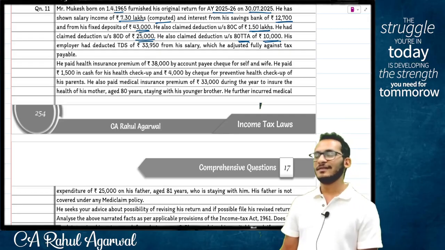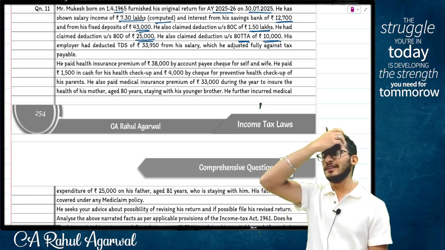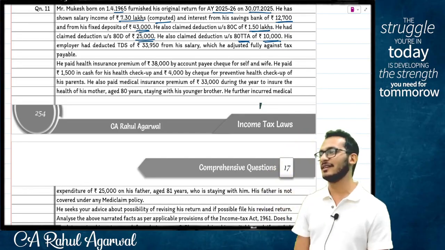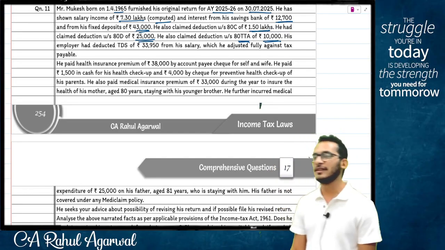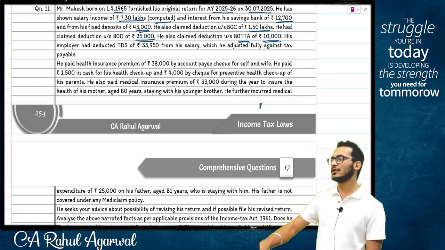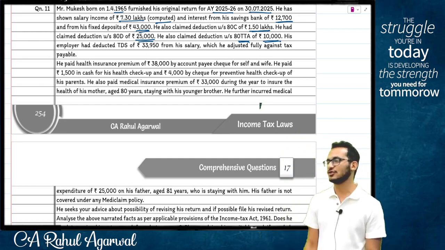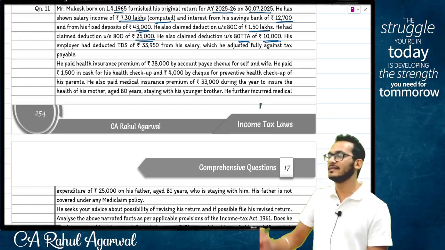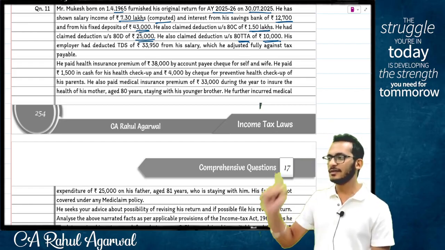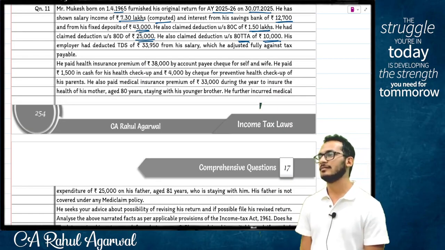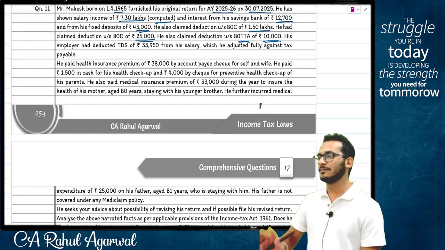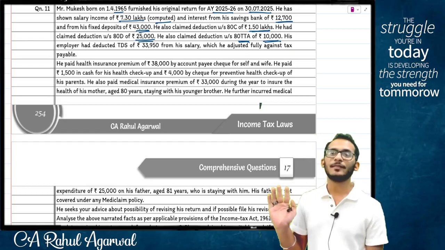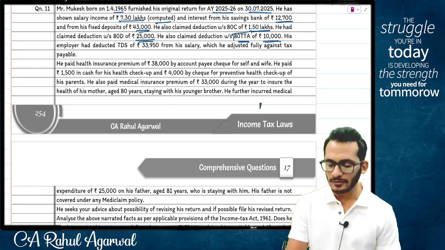Very good. People, at the start of the syllabus, when we started rates of taxes, the first question I asked you was: when a person has his birthday on 1st April, he is assumed to have completed the age on 31st March. Which means on 1st April 1965, the guy is 60 years, which means he has touched senior citizenship. Something is wrong. This guy has claimed 80TTA of 10,000 rupees.